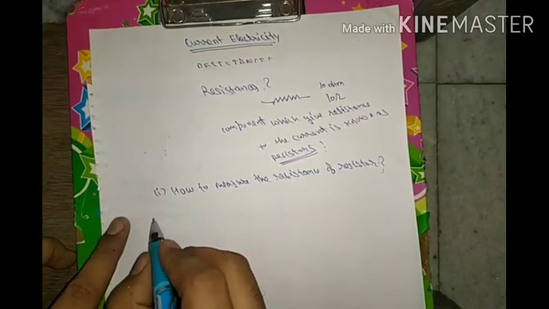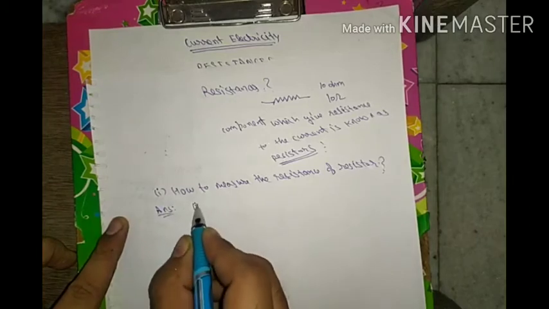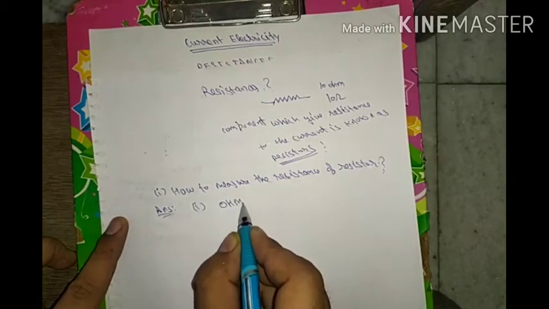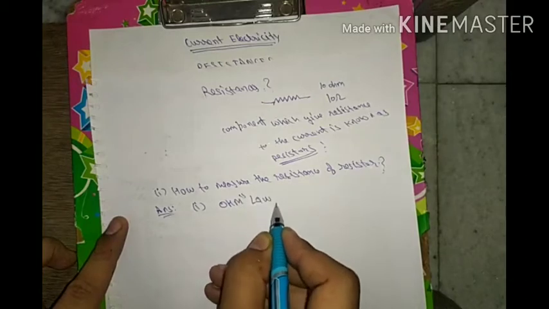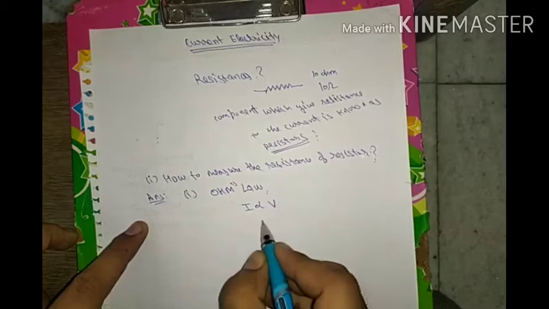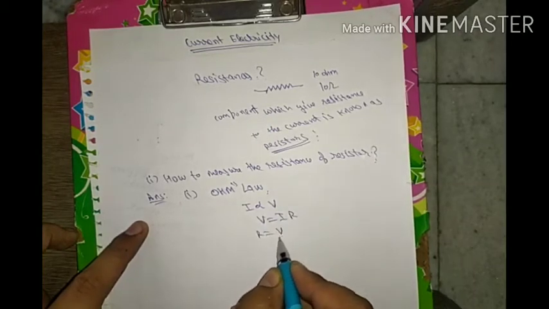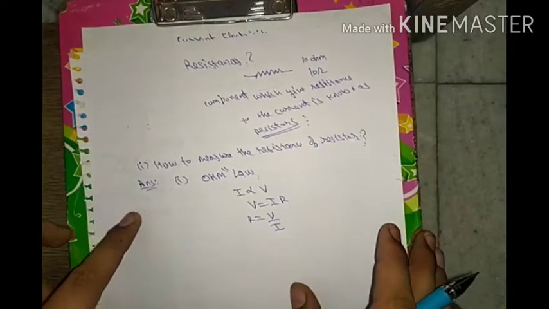There are many ways in which we can measure the resistance. The first way is Ohm's law. According to Ohm's law, current is directly proportional to potential. So V is equal to IR, so R is equal to V upon I. Clear, students? So R is equal to V upon I.